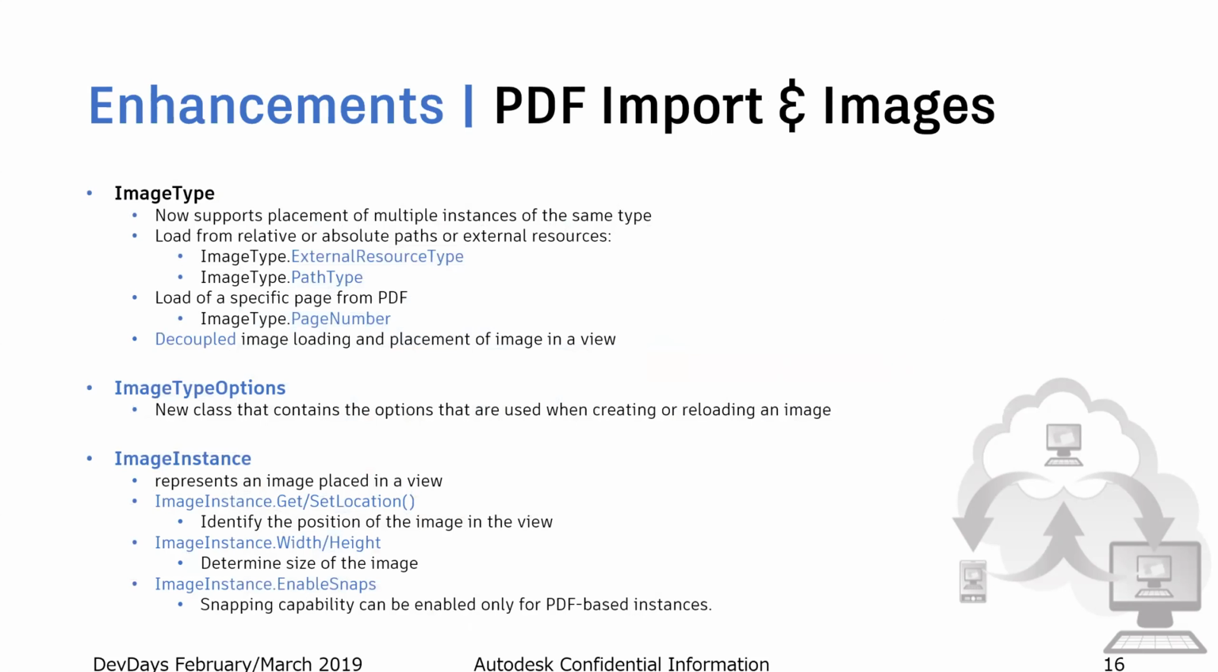As I mentioned a little bit before, we now have the ability to place an image instance, and an image instance is a new class. It represents an image placed in a view. You can get and set the location, get and set the width and height, and you can also enable snapping. This is only applicable, obviously, to PDF-based instances, but that is also available in the API, as I was showing in the video.